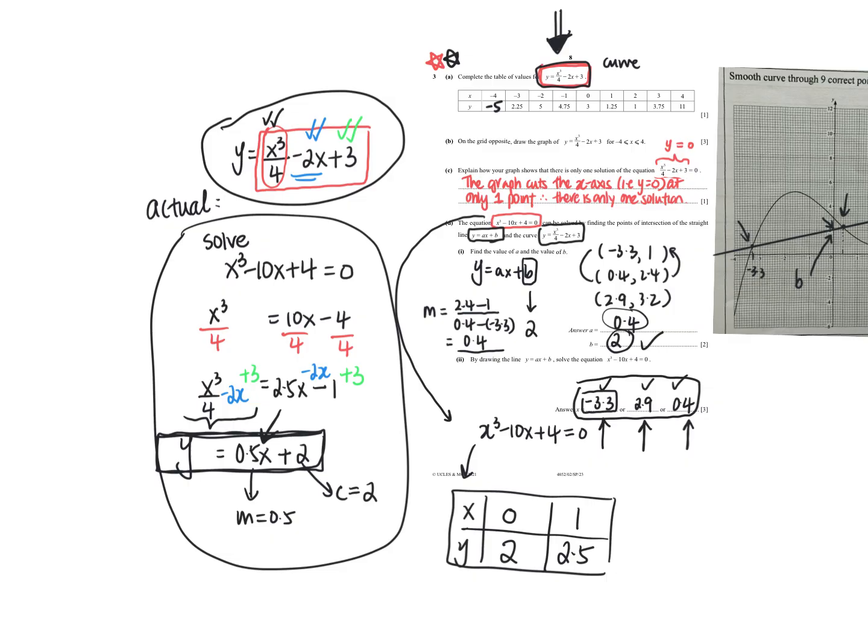You might miss a bit on the gradient because your gradient calculation may be a bit off unless your drawing is super accurate. You see, I calculated my gradient as 0.4, but actually it's 0.5. A bit off.